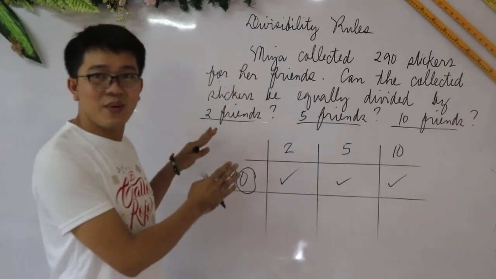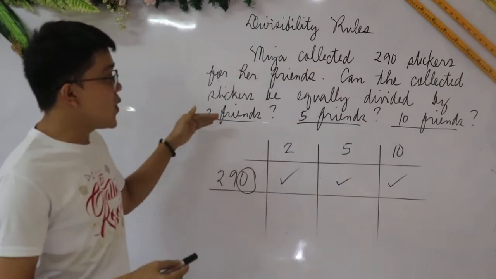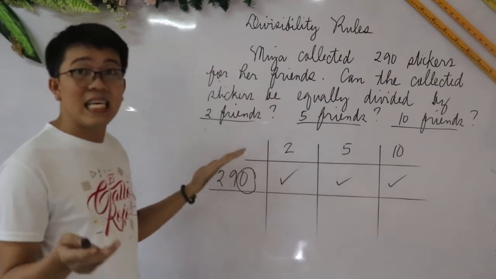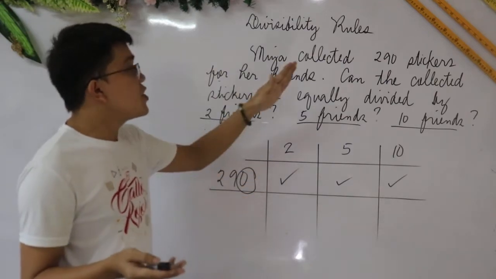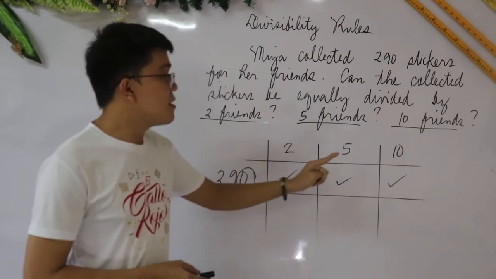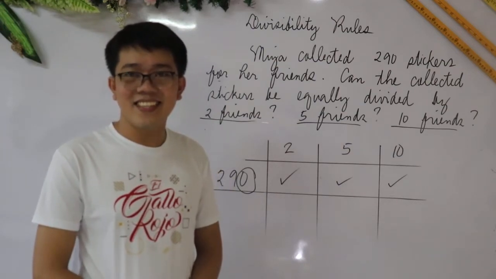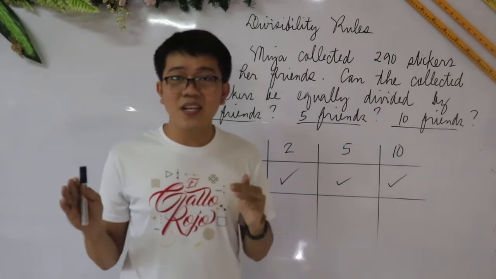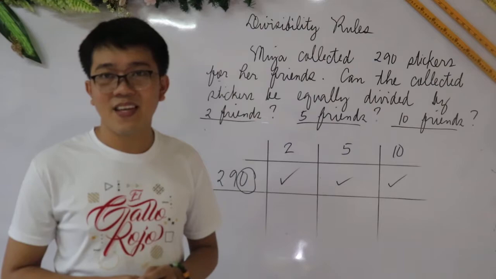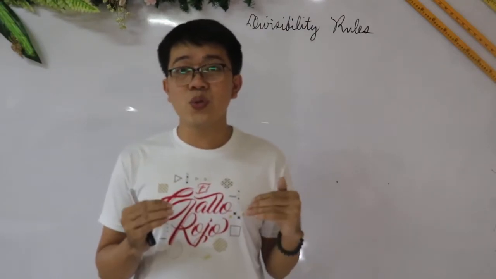Since we're done already with our divisibility test, now we can already answer the problem. So I must say that Mia can equally divide the 290 stickers by 2 friends, 5 friends, and 10 friends. Did you get it? Now, to enrich your understanding about the divisibility rule, I have some questions for you to answer. Are you ready? You just have to tell me if it's true or false.